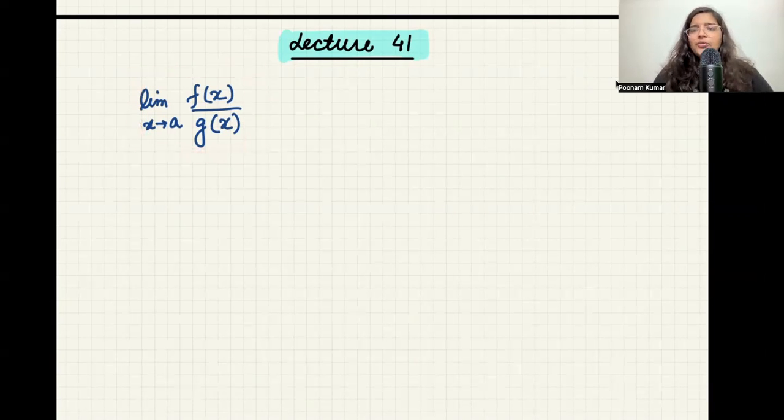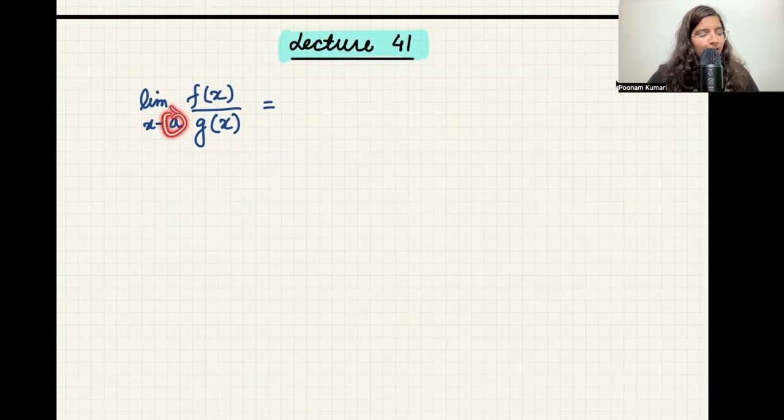So usually how do you decide a limit? Limit basically means as your x value is getting closer and closer to this number, where is this expression going? When the value of x is getting close to a, where is this expression f(x) by g(x) reaching? That is what your goal is. So how do we usually go ahead? We put the value. We just put the value of x equals a and try to figure out what the number is going to be.